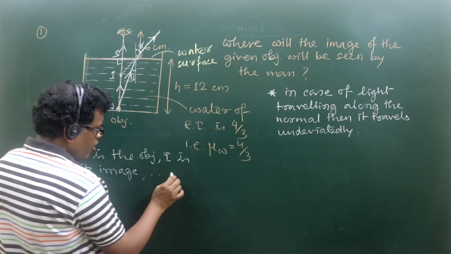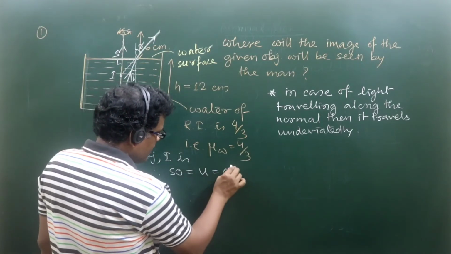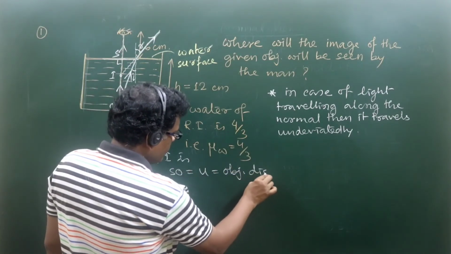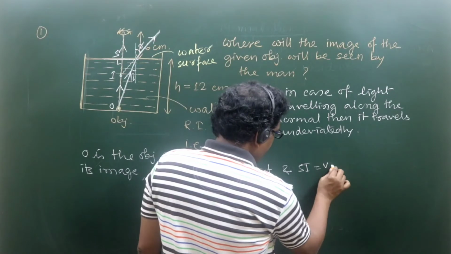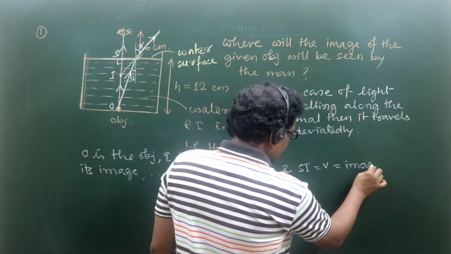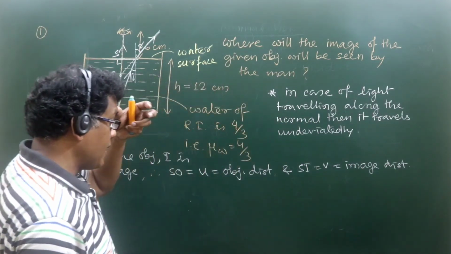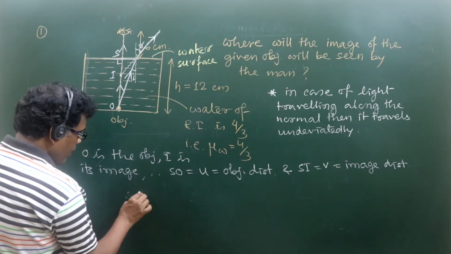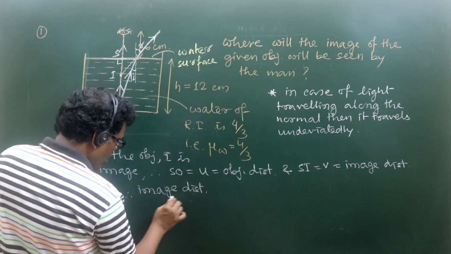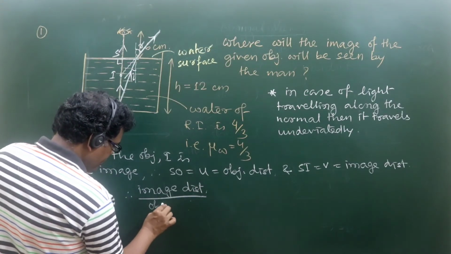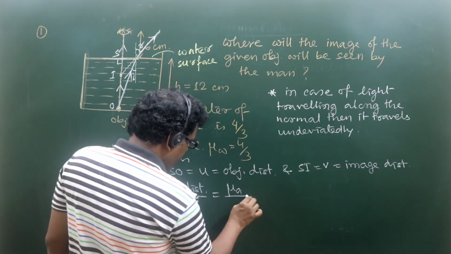Therefore, from the surface to O is u, the object distance, and from the surface to I is v, the image distance. So in this case we know the object distance as well as the image distance, and the mathematical formula is: image distance by object distance, v by u, is always equal to mu of second medium by mu of first medium.